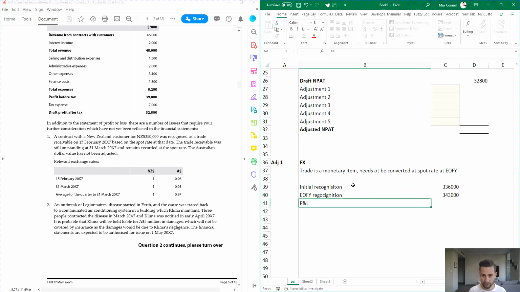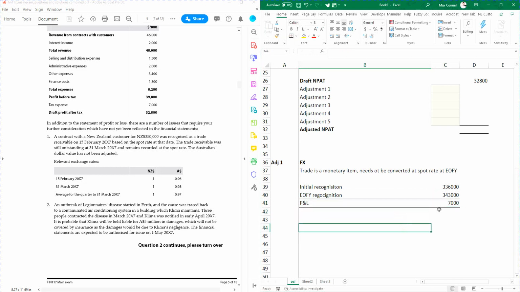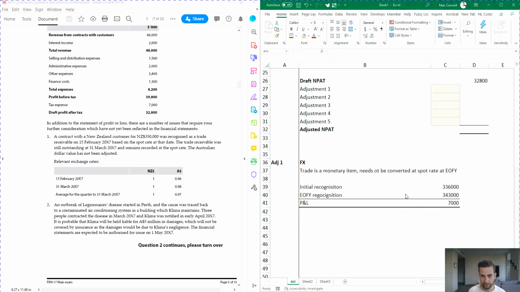So the P&L impact is effectively going to be the difference between those two, and this is going to be a gain. If you think about it, the journal is going to be debit trade receivables because we're increasing our asset by 7,000, and the other side is going to be a credit in the P&L. Therefore, it's going to be revenue.